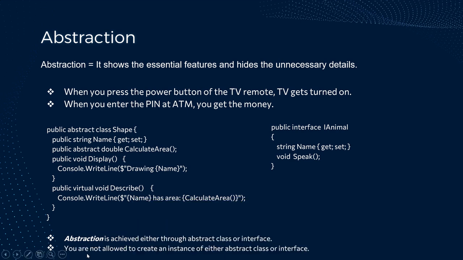And one more point here: you are not allowed to create an instance of either an abstract class or an interface. Already we have seen that we cannot create the object of an interface, and also here you cannot create an object of an abstract class. So let's quickly jump into Visual Studio and look at it in action.